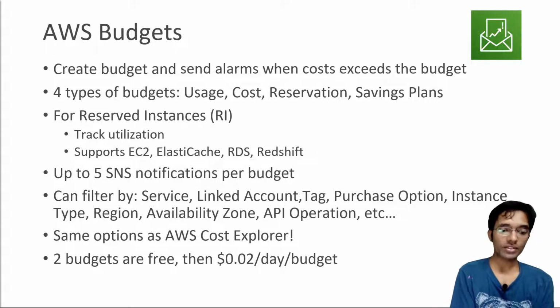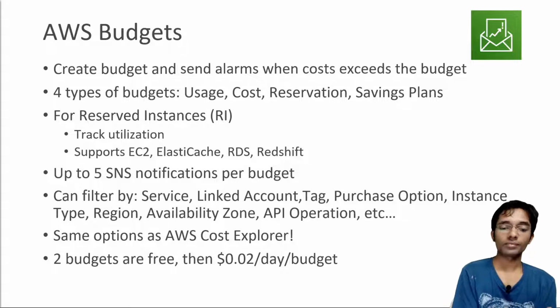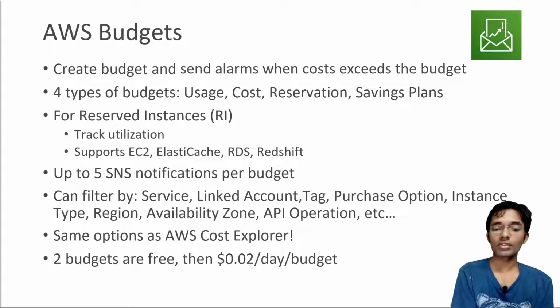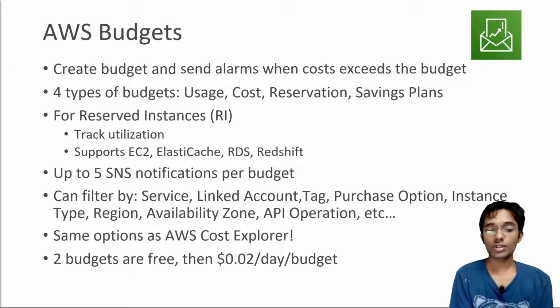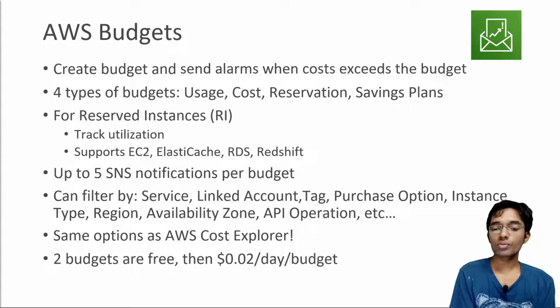So in case of reserved instances, the budget, you can track the utilization of these reserved instances. It supports EC2, ElastiCache, RDS, and Redshift, and you can define up to 5 SNS notifications per budget. Now these budgets are very granular. You can filter by service, linked account, tags, purchase option, instance type, region, availability zone, API operation, etc., which are the same options as Cost Explorer provides. The first two budgets are free, but then you are going to pay 2 cents per day per budget that you will create in the AWS billing section.